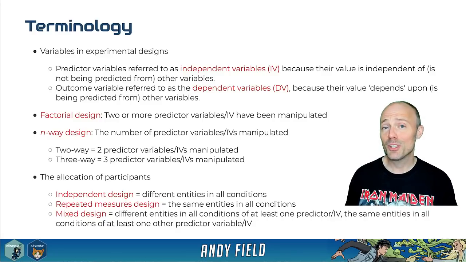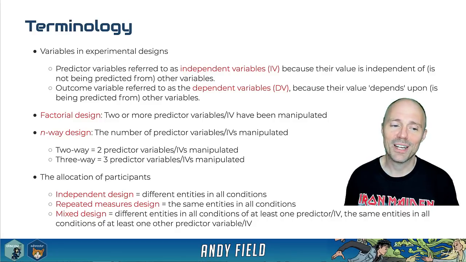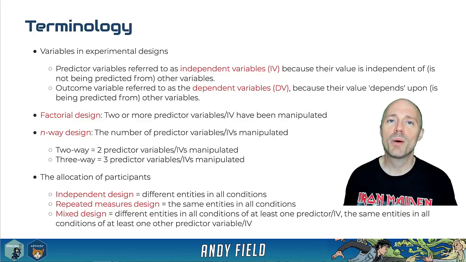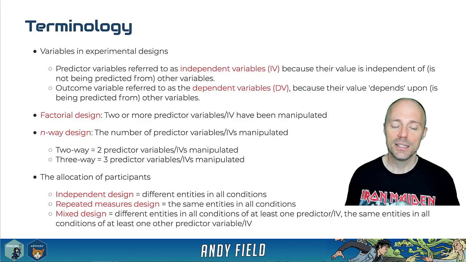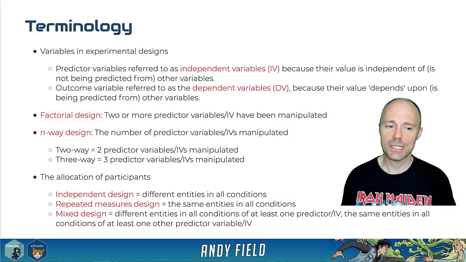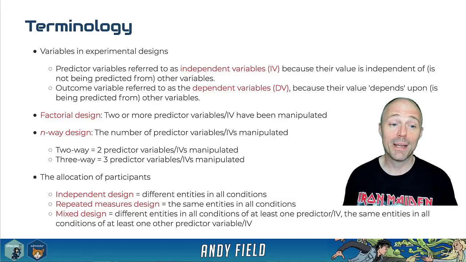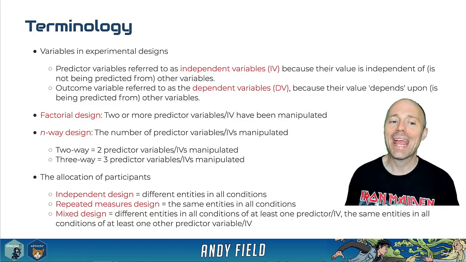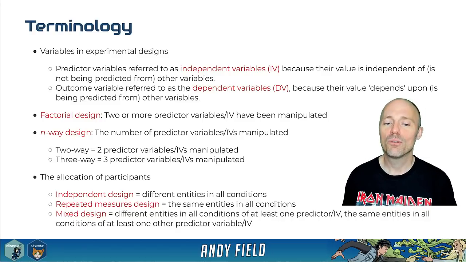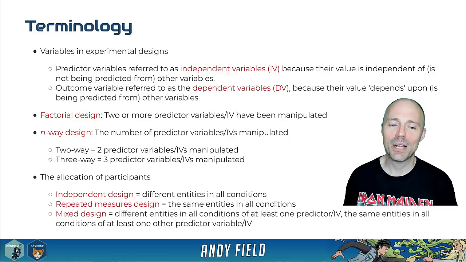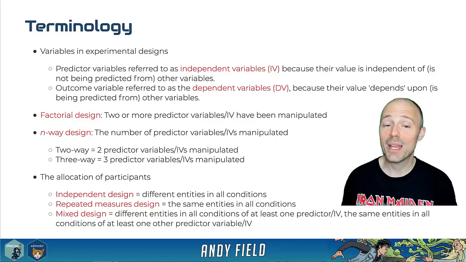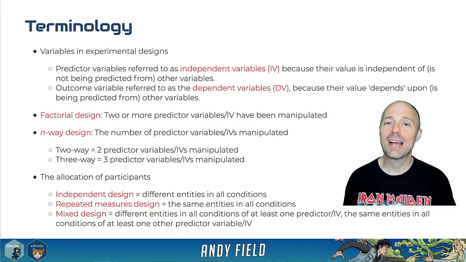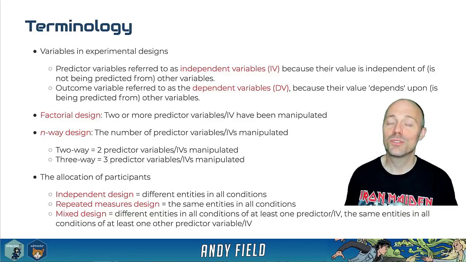Finally, you get different flavors of factorial designs that depend on how participants have been allocated to different experimental conditions. So what we're going to be talking about today are independent designs. So this is where there are different entities in all of the various conditions of the experiment. So the levels of independent variables will be manipulated by randomly allocating participants to different conditions.